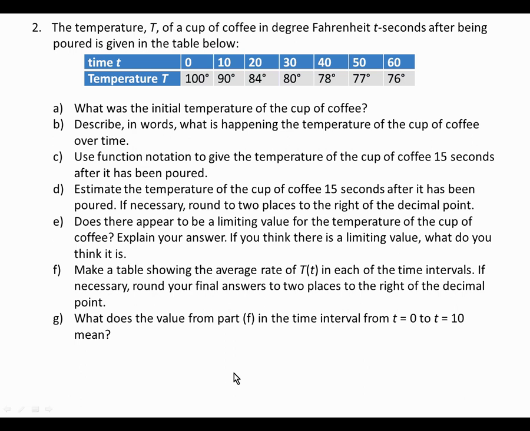Okay, before I flip over to the next slide, we can actually answer the first question. What was the initial temperature of the cup of coffee? Remember, that's when t equals 0. So the initial temperature was 100 degrees. So when the cup of coffee first came out and was set down on the table, it had a temperature of 100 degrees.